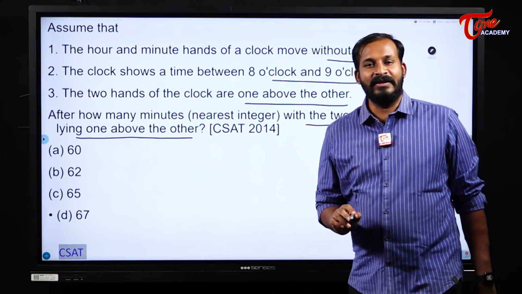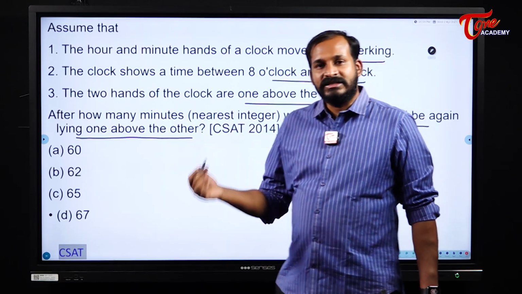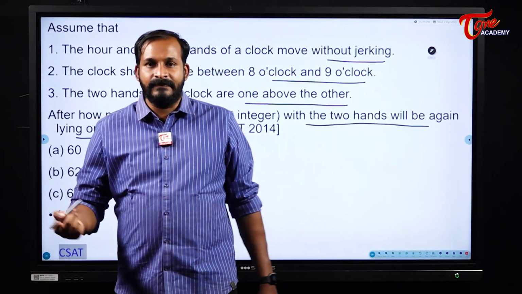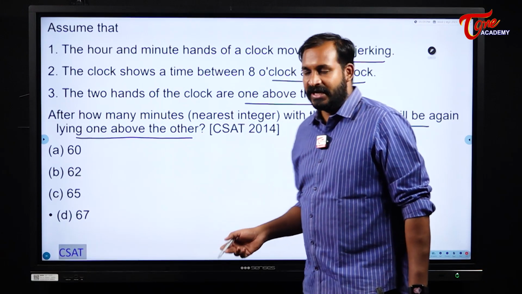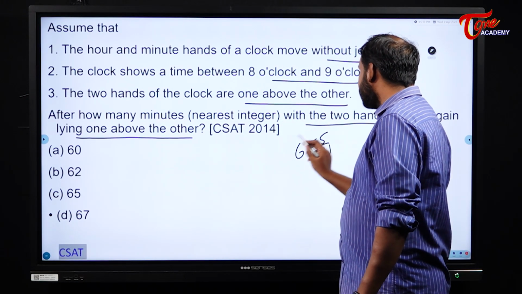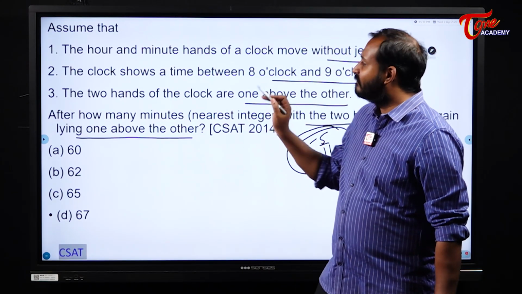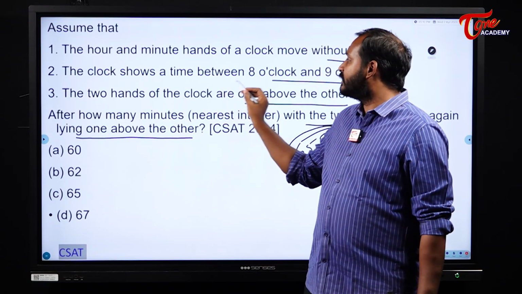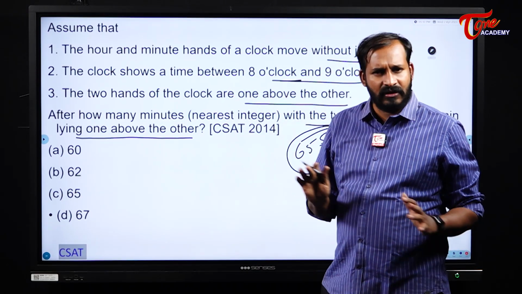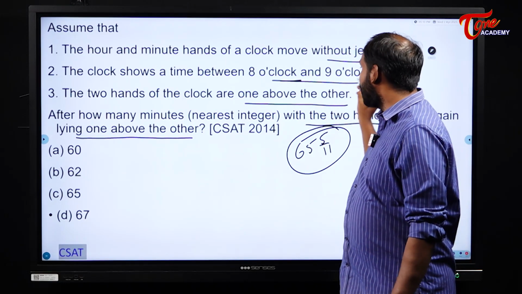See here students, from the basic concepts itself, we know that the two hands of the clock will coincide once for every 65 5/11 minutes. Now, they are telling that the clock is showing some time between 8 o'clock and 9 o'clock. There is no relevance; to get the answer, it is not that much required.